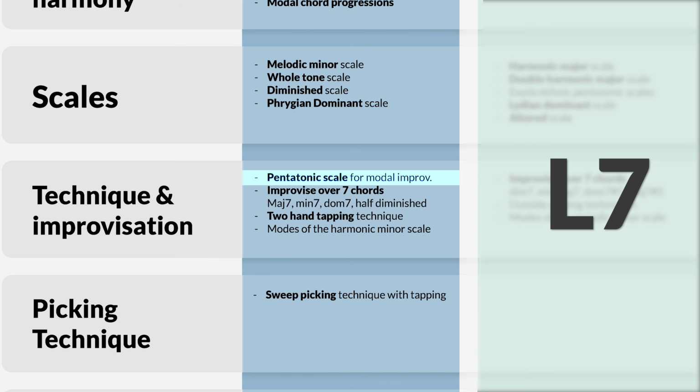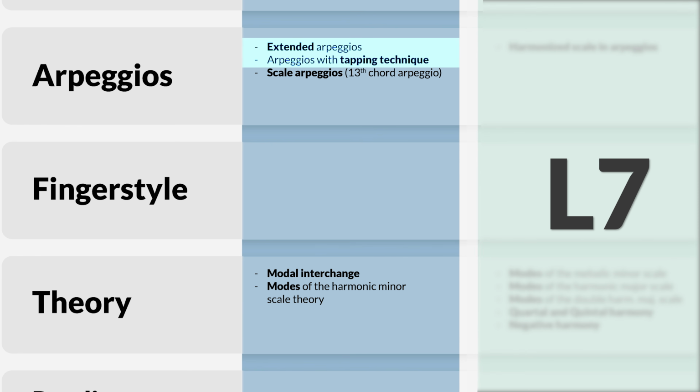Adapting pentatonic scales to sound modal and improvise over some types of 7 chords is also important in this part of this level. And you will focus on 2-hand tapping and apply the modes of the harmonic minor scale over specific chords. The sweep picking technique is expanded with tapping, and also the arpeggios are expanded in the same way. Now you will learn how to play scales in an arpeggio format.